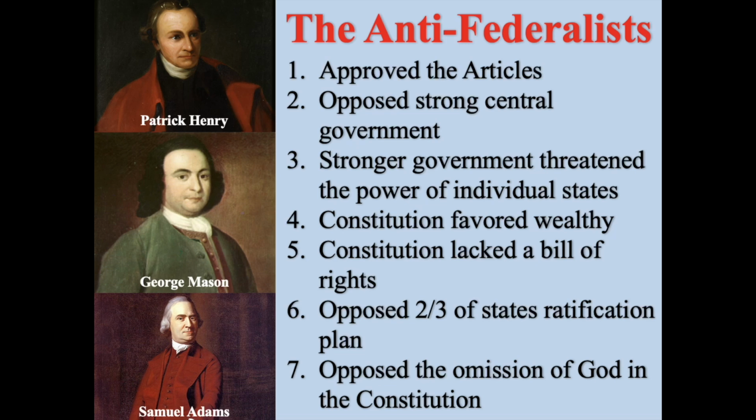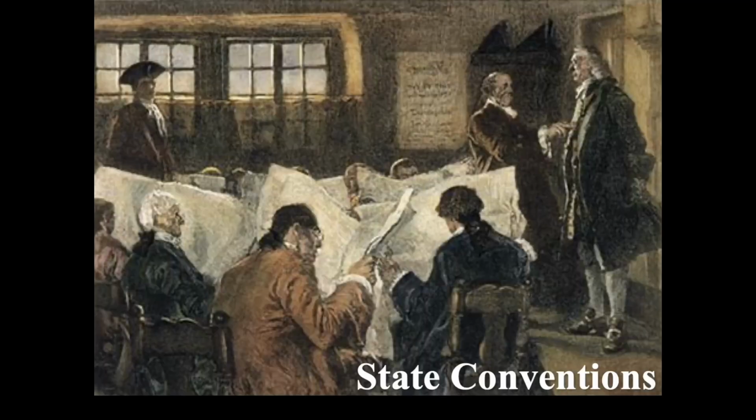Their concerns about the proposed Constitution were many. They felt it favored just the wealthy and powerful. It lacked a bill or clear statement on the specific rights of the people. They disliked the fact that the Constitution would go into effect and become the law of the land simply on the basis of a 2/3 ratification vote among the several states. They also opposed the omission of any reference to God in the Constitution and believed the document to be too secular, maybe even sacrilegious.